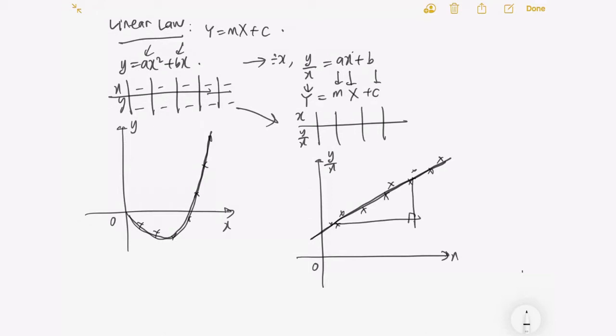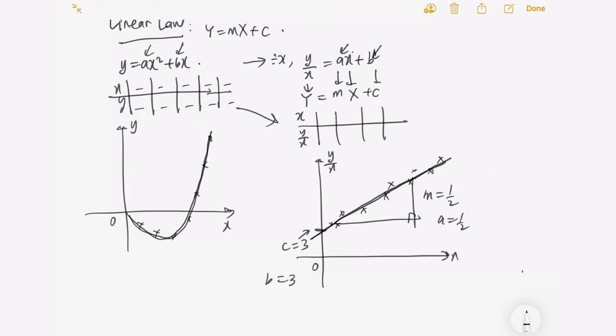We can find two things. We can find the gradient, and in this case, let's say your gradient is half. You can compare it with the gradient that you have in your equation, which is a, so we know that a is half. And then we can also find the y-intercept. Let's say my y-intercept is 3, and we compare it with the y-intercept from the equation, which is b. So therefore we can conclude that b is 3.